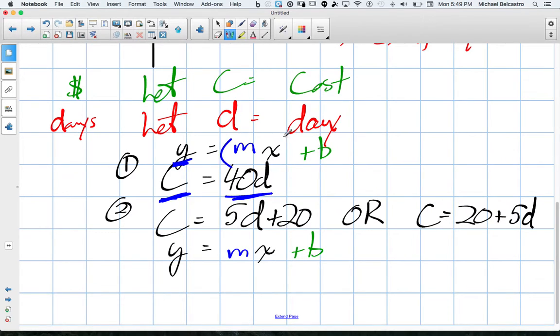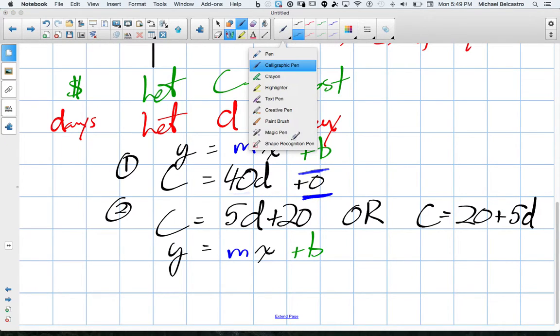40D, is that your mx or is that your b? That's your mx. 40 is your slope, right? So for every 1 day, it costs you $40. And our b, which is our y-intercept, what is that? 0, right? I could technically write the number 0 in here, but it's not that important.